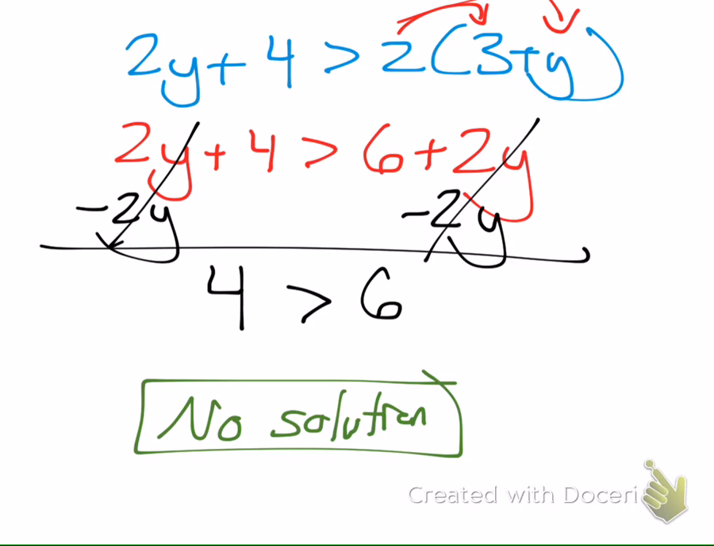Now, if I would have got 6 greater than 4, which is a true statement, what would my answer have been? What's the opposite of no solution? Infinite solutions, right? If you got something at the end that was true, there would have been infinite, which means you could plug in anything for y, and it would make it work. Okay? But in this case, there's no solution. So it is possible to get no solution and infinite solution. And obviously, we don't put that on a number line because there's nothing on a number line that works. Okay?